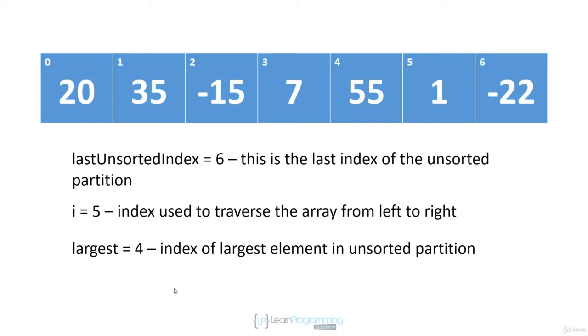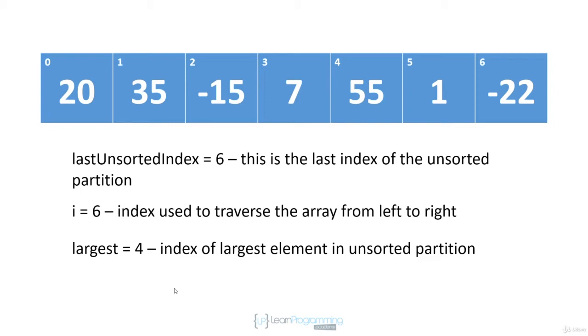We compare 1 to 55. Well, 1 is less than 55, so we just increment i to 6. We compare minus 22 to 55. Minus 22 is less than 55, so we don't do anything. And at this point, i is equal to the last unsorted index, and so we have completed our first traversal of the array.